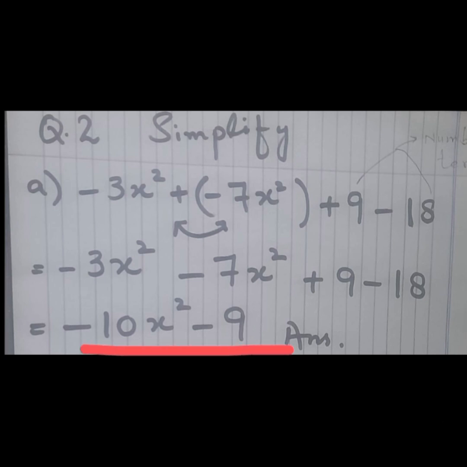Can we add them together? No, because they both are unlike terms. 9 is the number term and 10 is with the x square term. The x square term and 9 are unlike terms, so they cannot be added or subtracted. So this will be your final answer, minus 10x square minus 9. It cannot be solved further.